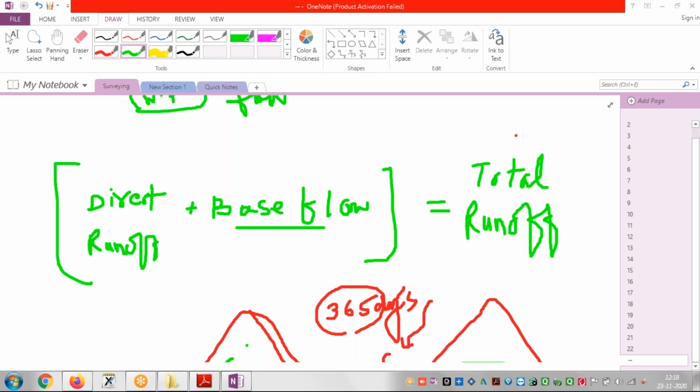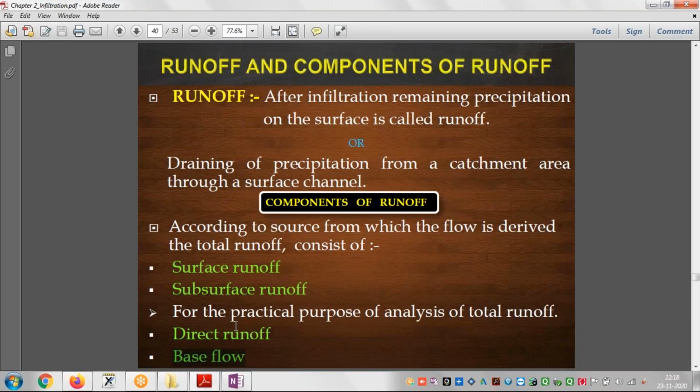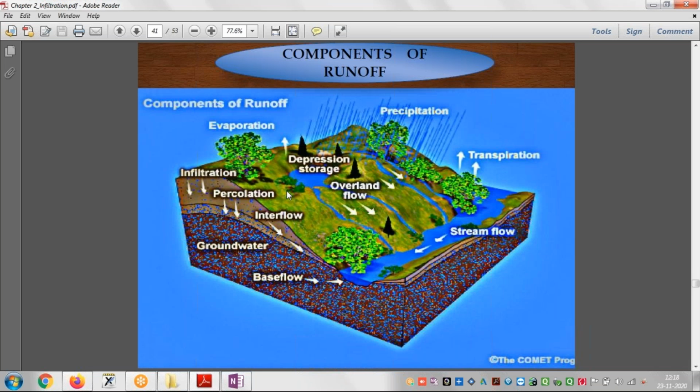Is this clear? Okay, now this one is clear. Now I will come to this. So this is clear to you. Direct runoff is clear, base flow is clear, surface runoff and subsurface runoff are clear. Here this diagram is given. You can see this. So here you can see this base flow. This is your base flow.